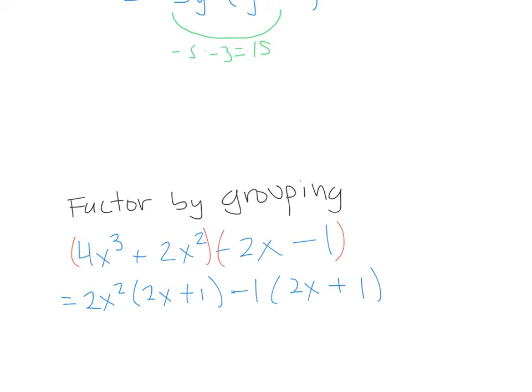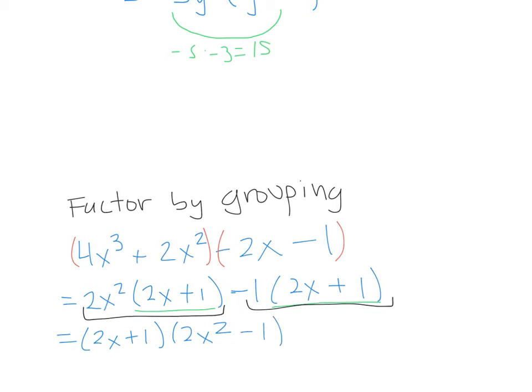We're not quite done, because notice now we have a common factor of 2x plus 1 that we can bring out into the front. So bring out 2x plus 1, and from the first chunk of numbers, we have left over a 2x squared. And from the second chunk, what are we left with? If we take out the 2x plus 1, well, we're left with a negative 1. All right, so that fully factors that polynomial.